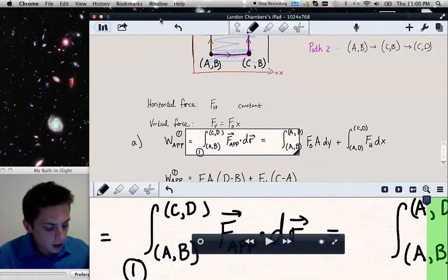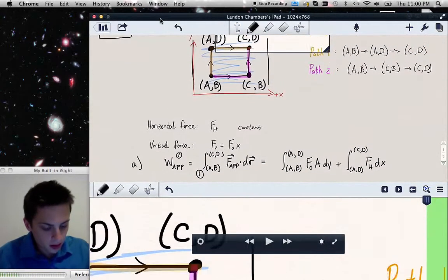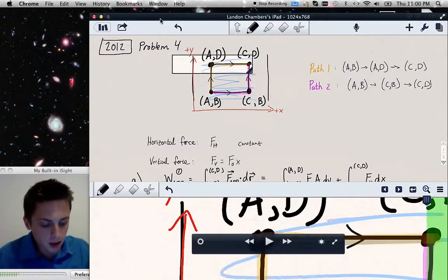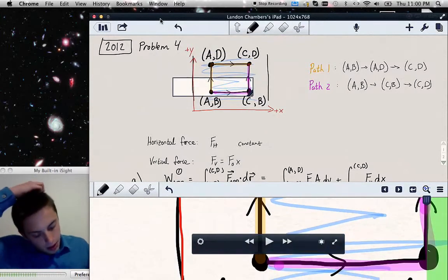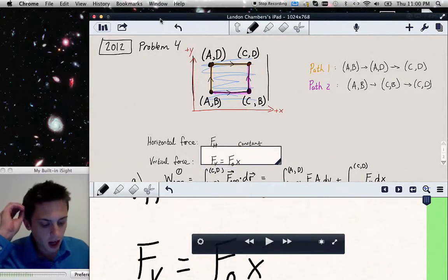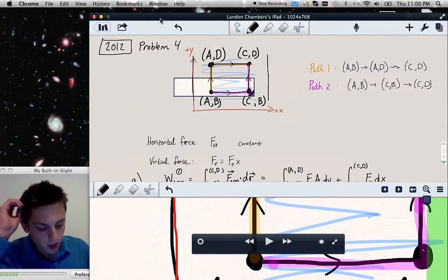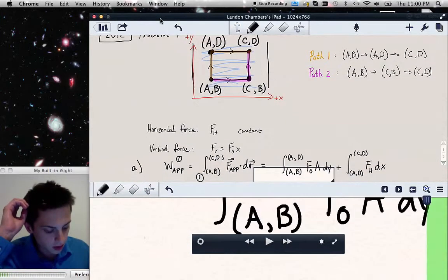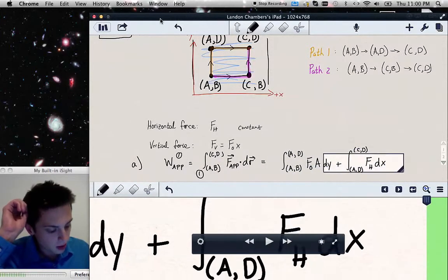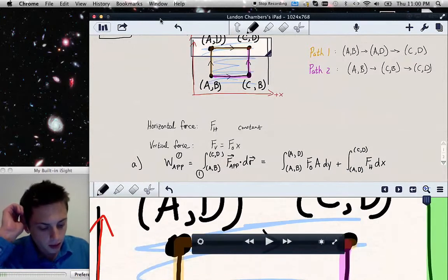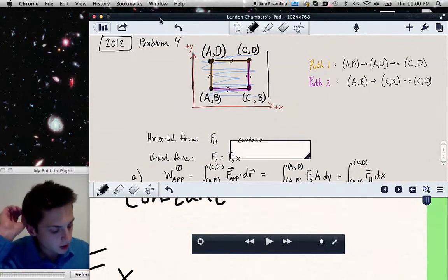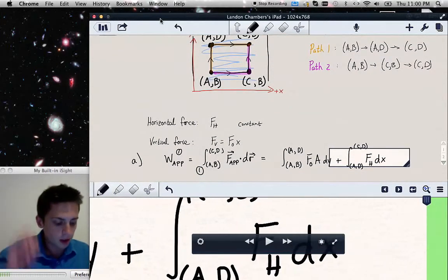And so this is equal to, well, let's look at the path. So path 1 first goes along this vertical part, from AB to AD. And so the applied force there is going to be F0 times the x-coordinate there, and the x-coordinate is A. So we're going to have an applied force of F0A from AB to AD. And so that's what this integral represents. And then for the next part of the path, we add the work done along the horizontal part. And from AD to CD, we have a horizontal force, which we're told is constant, and that's FH. So it's FH from AD to CD.